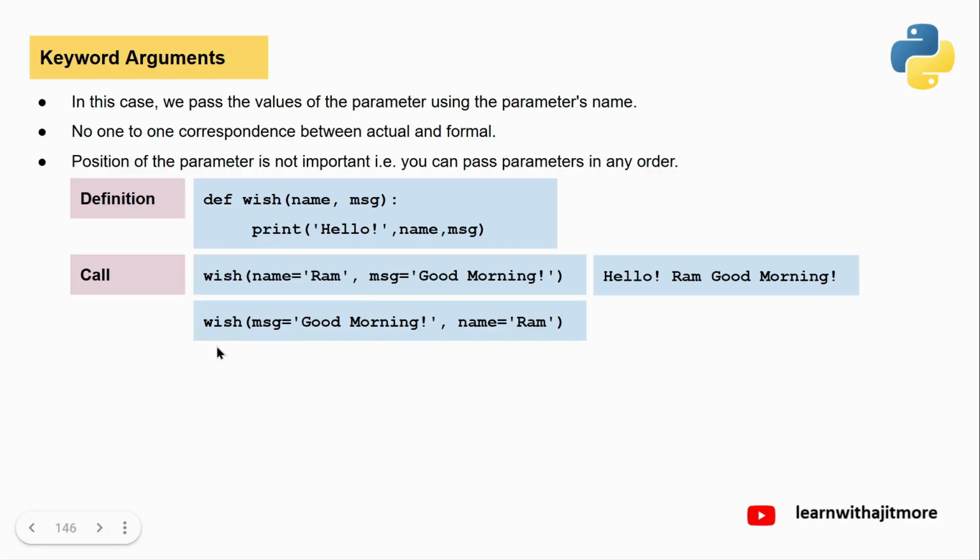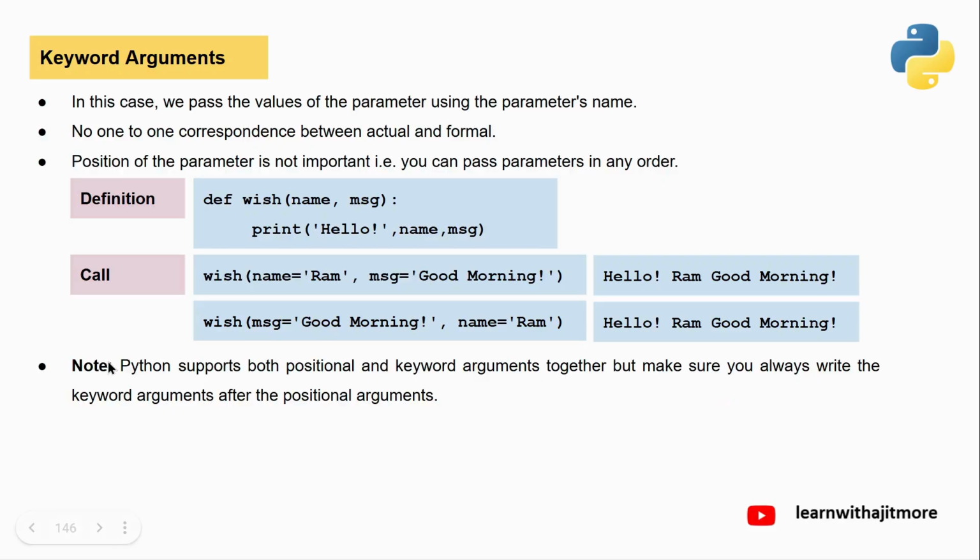And suppose I'm calling the same function, same values, but the order is changed. Doesn't matter. Still, good morning is associated with message and Ram is associated with name. So the output will be the same. Understanding? Clear? Okay.